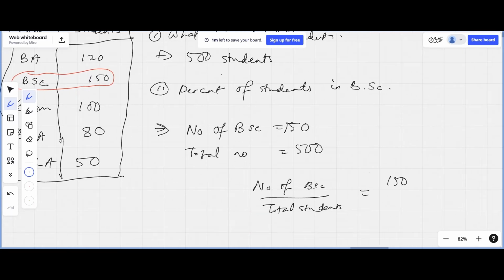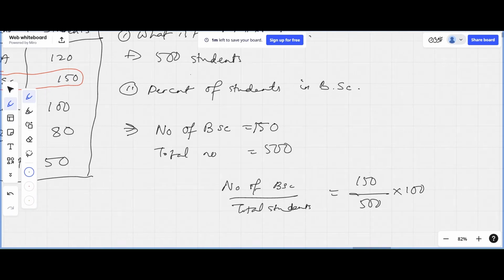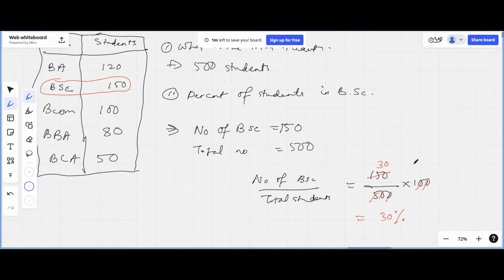150 by 500. Number of BSc divided by total number, multiplied by how much? 100. Why are we using 100? Because we are trying to find out the percentage. I'll tell you how to do it. You can cancel this out, the zeros, and 5 threes are 15, so the answer is 30%. Now do you get it? The share of BSc students is 30%.